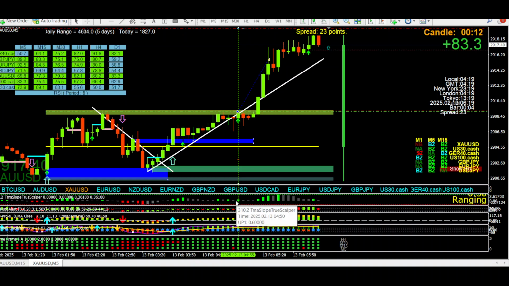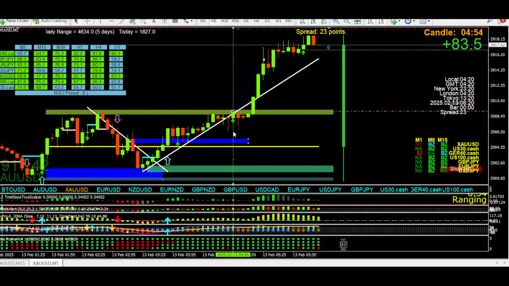closed or whatever, or was flickering. I have this thing called flickering, don't I? So if the M15 was showing flickering and the M5 wasn't, that's fine. You know, the M5 was in this hammer style candle, long wick at the bottom. So, and that's the thing. I can't teach you that. I can't draw diagrams.